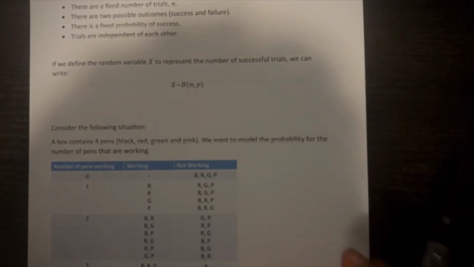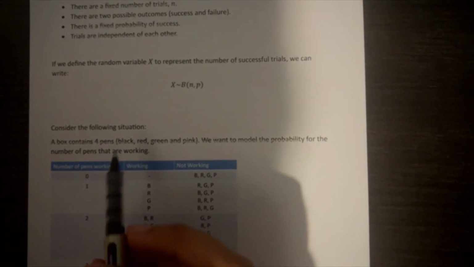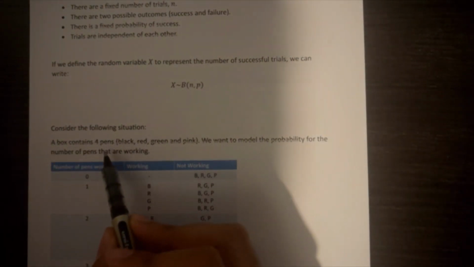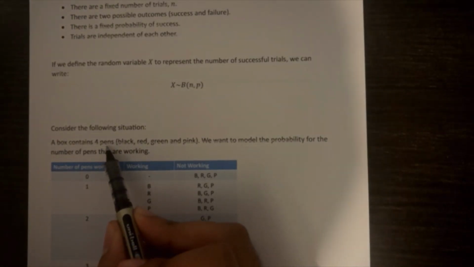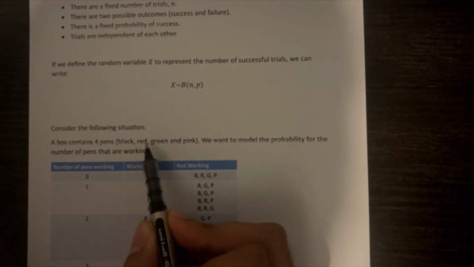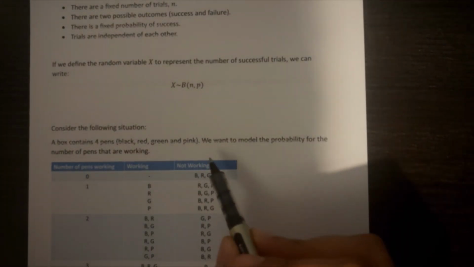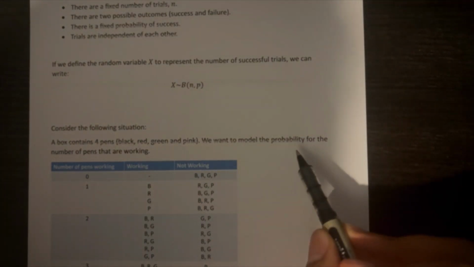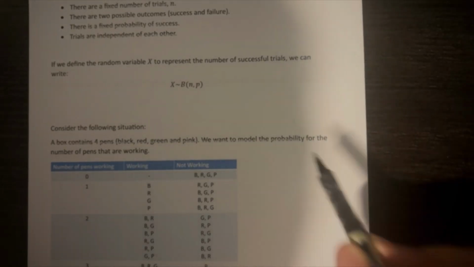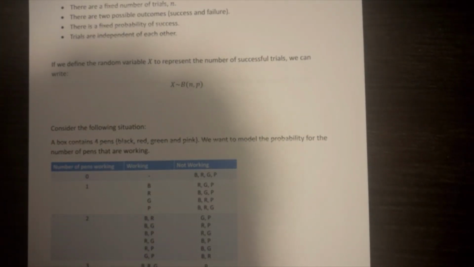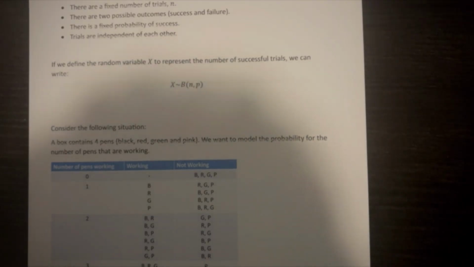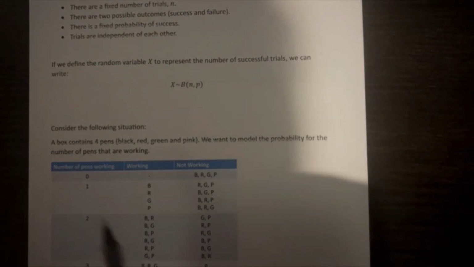So I want us to consider the following situation. We've got a box containing 4 pens. We've got one black, one red, one green and one pink. And we want to use the binomial distribution to model the probability for the number of pens that are working. So we're interested in how many pens in our box are working.